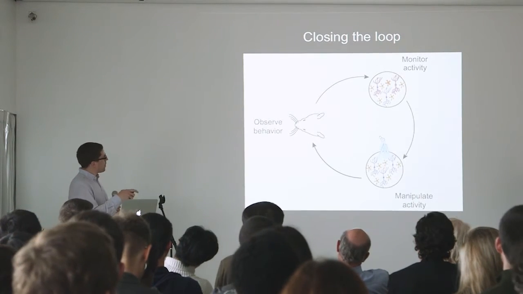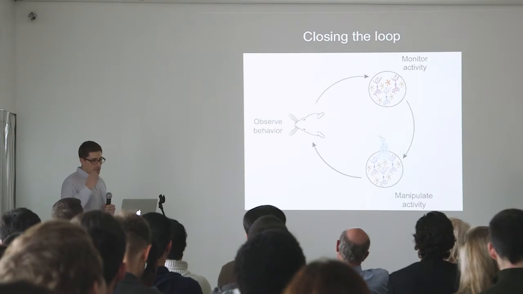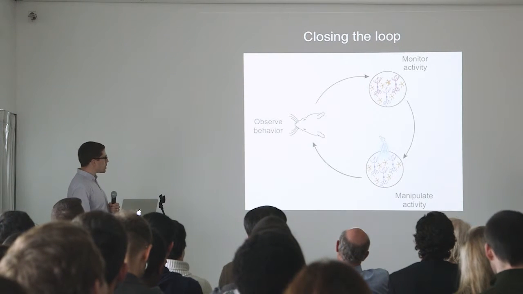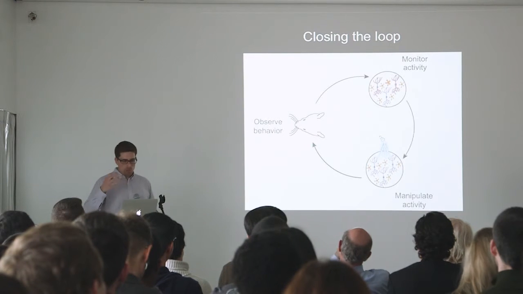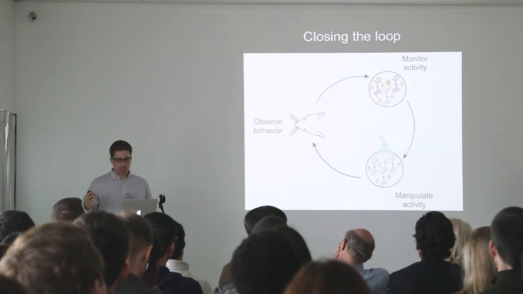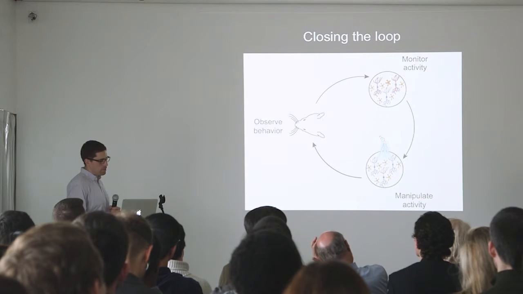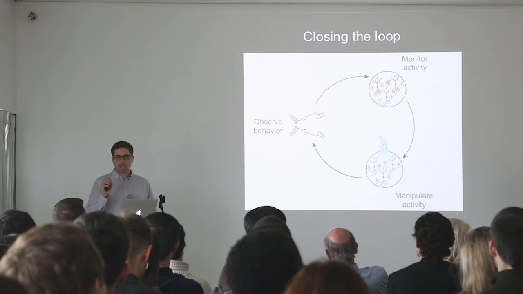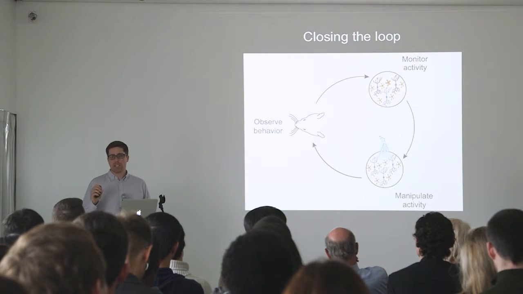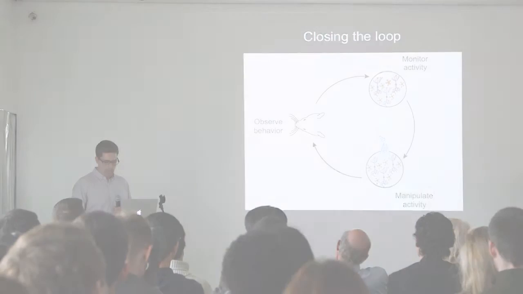So that's kind of what I hope I've given you a flavor of what we're trying to do. We're trying to close this loop between behavior, correlational measures of activity in neural circuits, and manipulation of that activity to start to try to crack the code as to what information is contained in these circuits and how it's working.